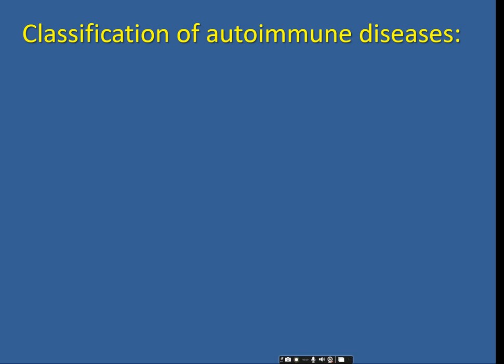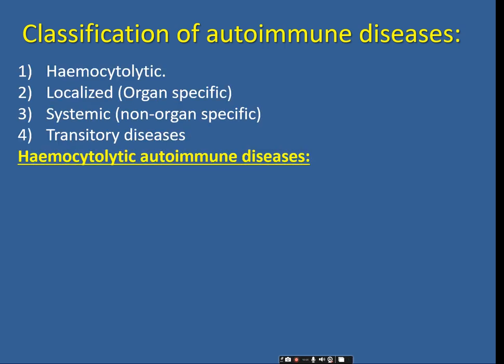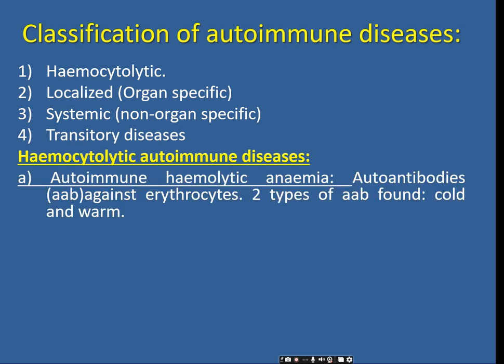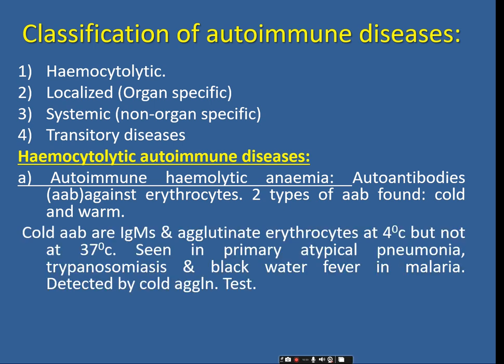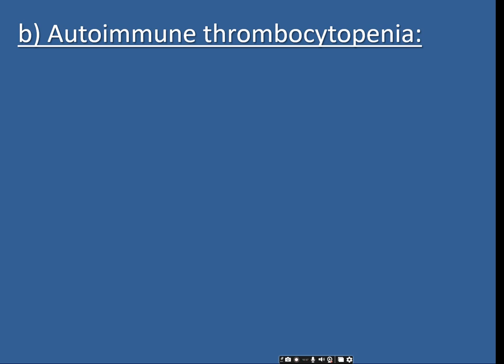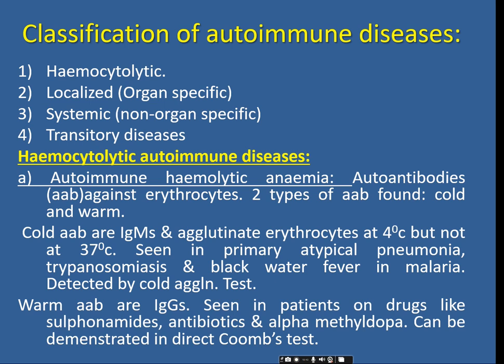Okay, so classification: you have several disorders like hemocytolytic, localized, organ specific, systemic, non-organ specific, and transitory diseases. We'll see them one by one. Hemocytolytic autoimmune disease: hemo means blood, cytolytic means death of the cell or harm to the cell, right? Autoimmune hemolytic anemia has two types of reaction, cold and warm. In the cold reaction, the cold autoimmune antibodies are IgM antibodies which agglutinate erythrocytes at 4 degrees. Four degrees means cold temperature, right? It is seen in primary atypical pneumonia, trypanosomiasis and blackwater fever in malaria.